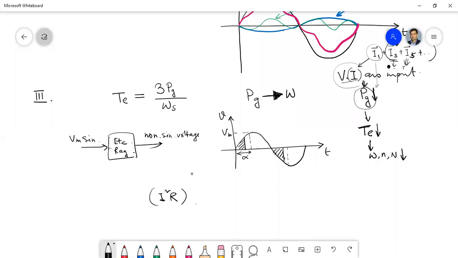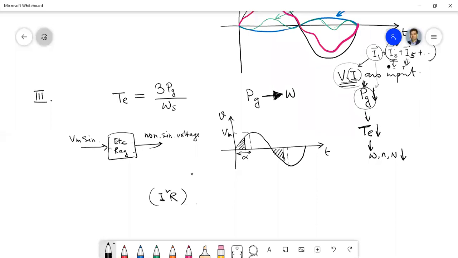Previously there was a loss; now, because my assumption is that my input VI remains constant, compared to the I-squared loss that was there earlier without this non-sinusoidal current, what will be the change in this I-squared loss? What do you think?